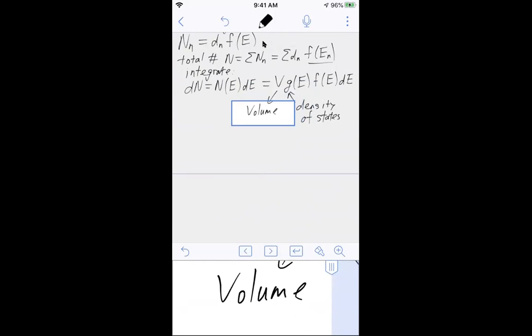What if the volume is a function of radius? Let's say it's not a constant value, it's a function of something. Sorry, that would be density. Never mind. Okay, I'm trying to see.